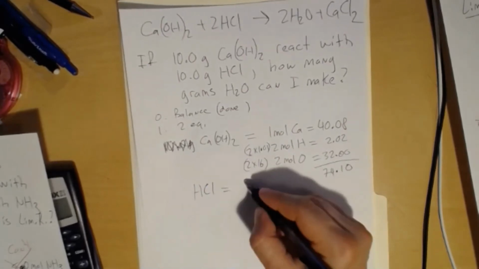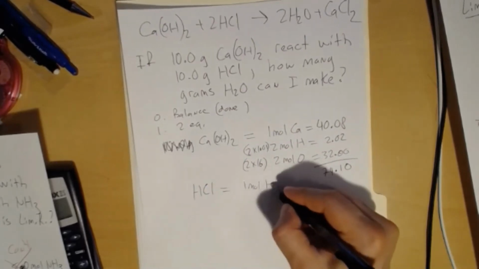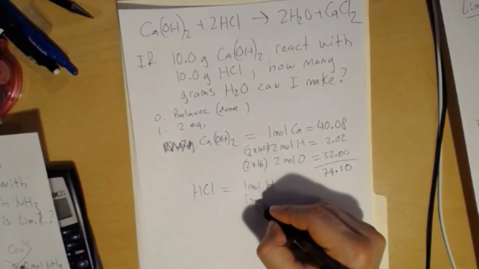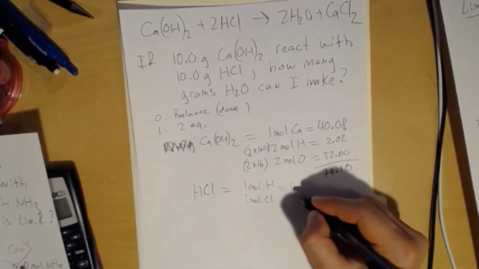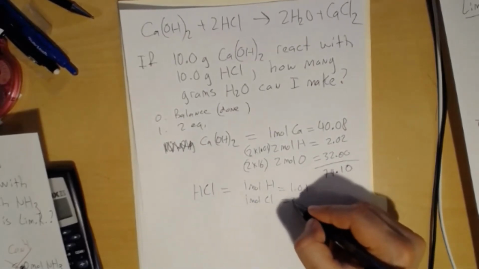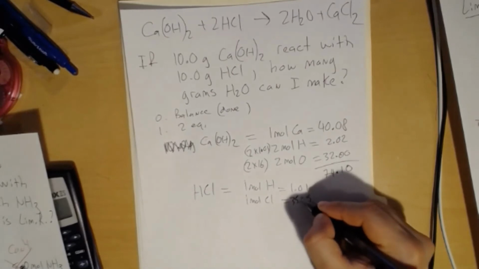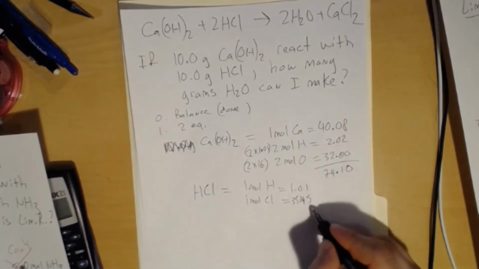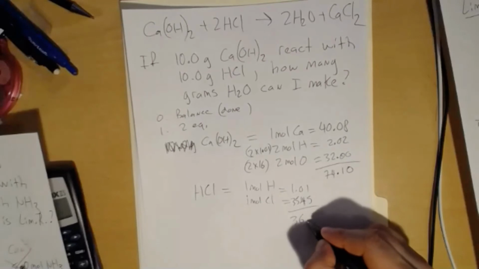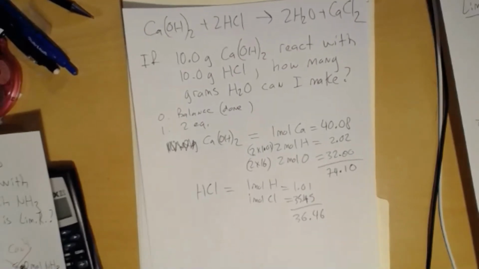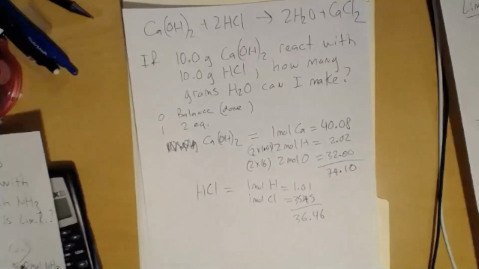Let's also find HCl. HCl is 1 mole of hydrogen and 1 mole of chlorine, which is 1.01 plus 35.45, which is 36.46. Yeah? Is everyone on board with what I just did? Yeah. Okay. So I haven't done the 2 equations yet. I've just calculated the molar mass.